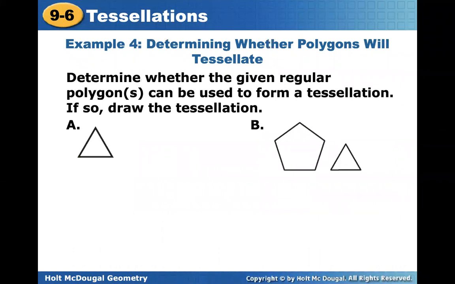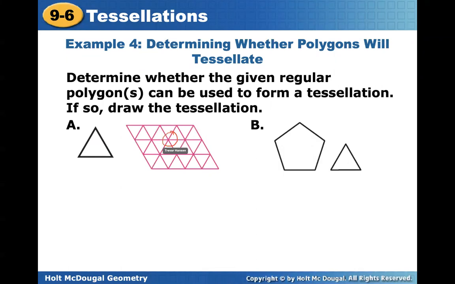Determine whether the given regular polygon can be used to form a tessellation. If so, draw the tessellation. So first thing we've got to figure out is, these are regular polygons, so their angles. For example, this is an equilateral triangle, so all the angles are 60 degrees. Can we get 60 degrees to go into 360? Yes. 60 degrees would go in there 6 times. So we can get those, and we see here that every vertex has 6 triangles, or 6 angles of those triangles, meeting.